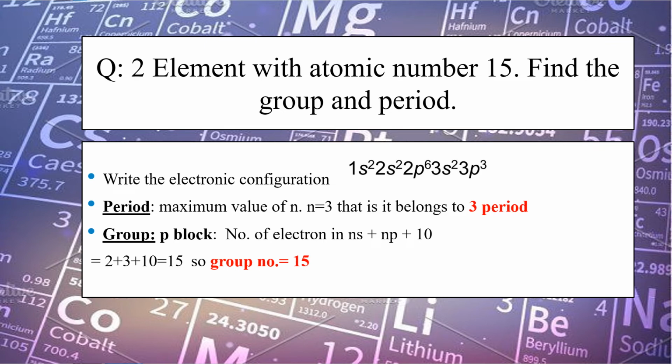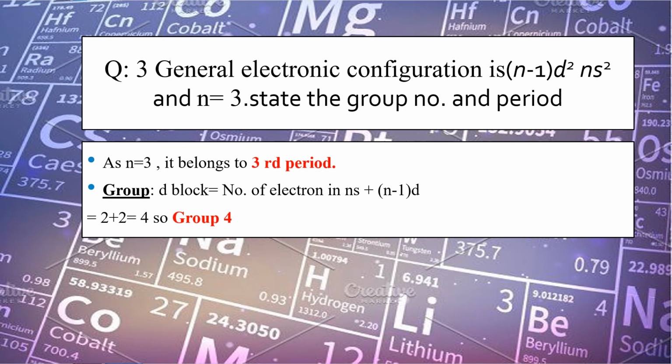In order to find the group number, it is the number of electrons in ns plus np plus 10. This ns and np mean the last shell, in which there are two orbitals, s and p. Here ns has 2 electrons, and p has 3, plus 10. So 2 plus 3 plus 10 gives you 15. So it belongs to group number 15.